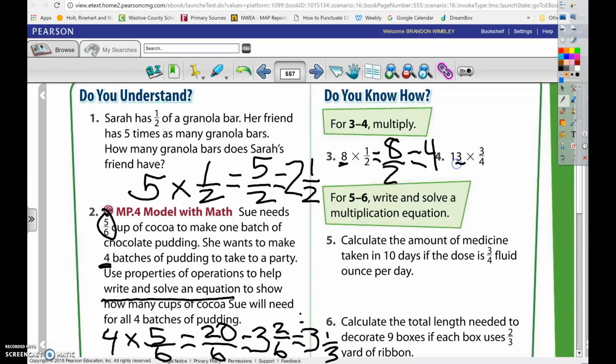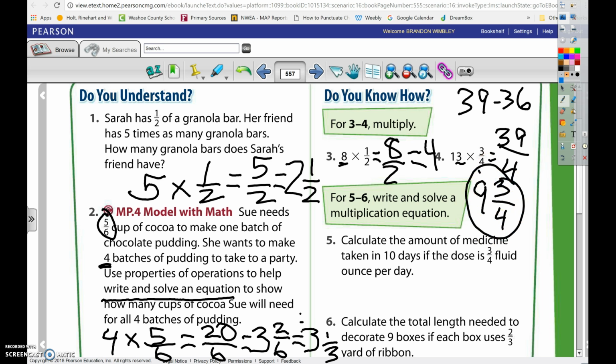13 times 3, so my whole number times my numerator. So that gives me 39. And then my denominator stays the same. And I see I have a lot of wholes I can pull out. So I'm going to think, this is why I need my division facts. How many times does 4 go into 39? And I see 4 goes into 39 9 times, because 4 times 9 is 36. So I'm going to take 36 away from 39 because I traded 36 pieces for those 9 wholes. 36 take away from 39 was 3, and I'm left with 3/4. So my final answer after I rename it is 9 3/4.